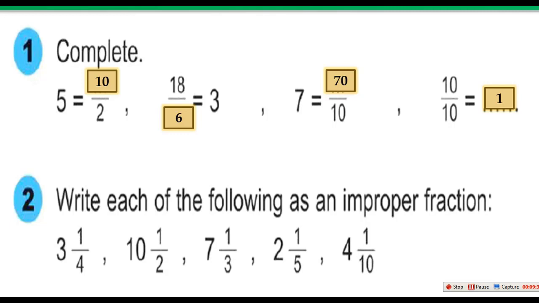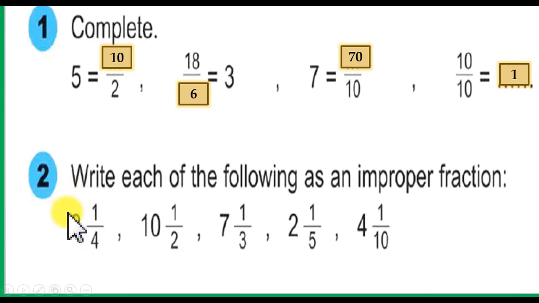Write each of the following as an improper fraction. 3 and a quarter. Who can? Multiply the whole number by the denominator and then add the numerator. 3 times 4 equals 12. 12 plus 1 equals 13. Don't forget to write the same denominator, 13 over 4. 3 times 4 equals 12, 12 plus 1 equals 13. Don't forget to write the same denominator, 13 over 4.